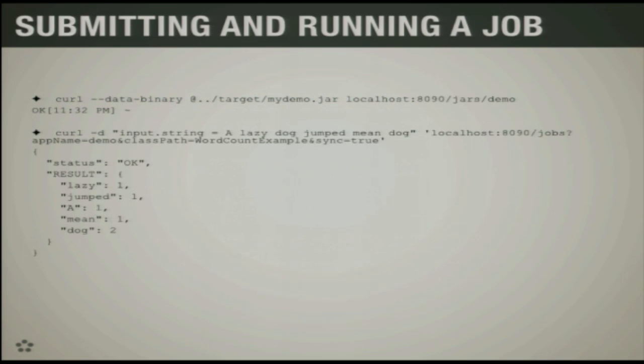So an example of submitting and running a job, this is pretty easy. The first curl basically will load a jar to the job server. The second curl will give it an input. This is actually a really simple word count example, the same one that I showed earlier. And this is a synchronous job, meaning that it runs and it waits for the result, and it will return it to you or serialize it as JSON. You could parse it.